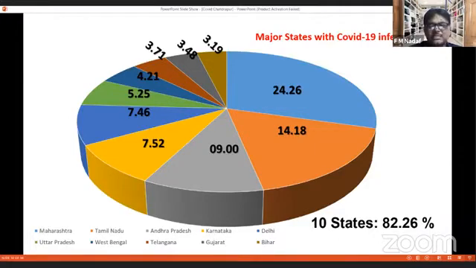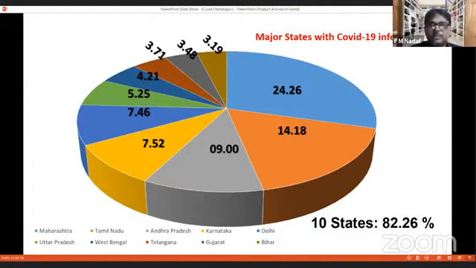Now, out of these 10 states, 5 states, again, very strange, are from South India: Maharashtra, Tamil Nadu, Andhra, Kerala, and Telangana. From North India, we have only 3 states, UP, Bihar, and Delhi. And from West, we have 1 state, Gujarat, and from East we have Bengal.